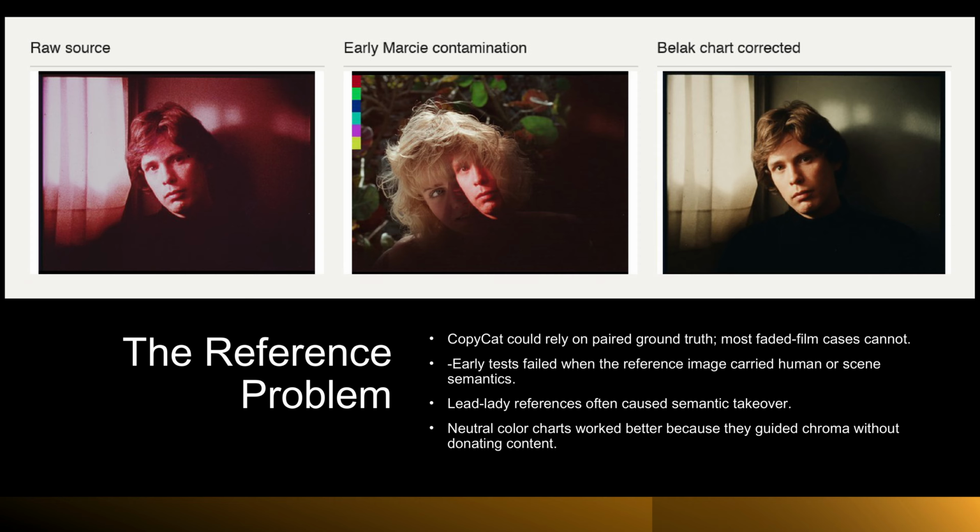But in this new workflow, I first tried references that carried too much meaning, human references, leader-lady style references, things like that, and the result was bad because the reference was not only guiding color, it was donating semantics, it was donating identity, scene logic, and subject information. So then I realized that a neutral color chart was much safer. It can guide chroma without giving the model a foreign person to copy from. But even then, you still have to be careful because contamination can still happen. So this slide is really about the boundary between useful guidance and semantic takeover.